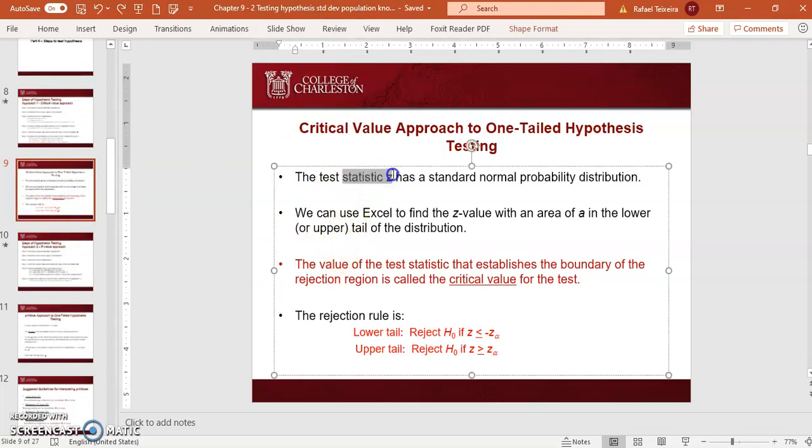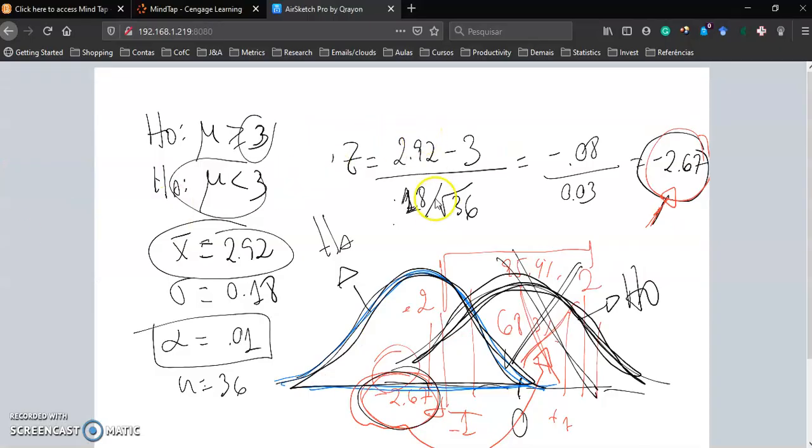The test statistic z comes from the standard normal probability distribution. You can use Excel to find the z like I showed you in the previous slide. The value of the test statistic that establishes the boundary for the rejection region is called the critical value for the test. Let me show you what this means. So let me come here.